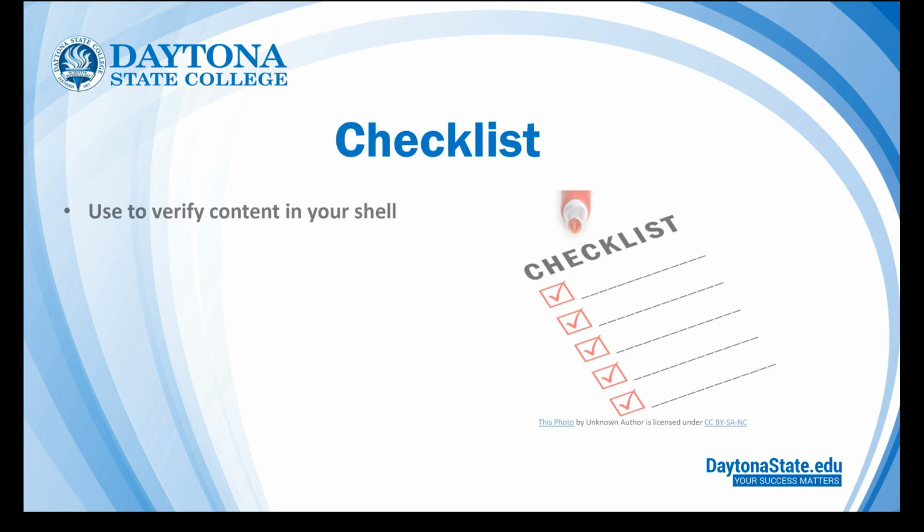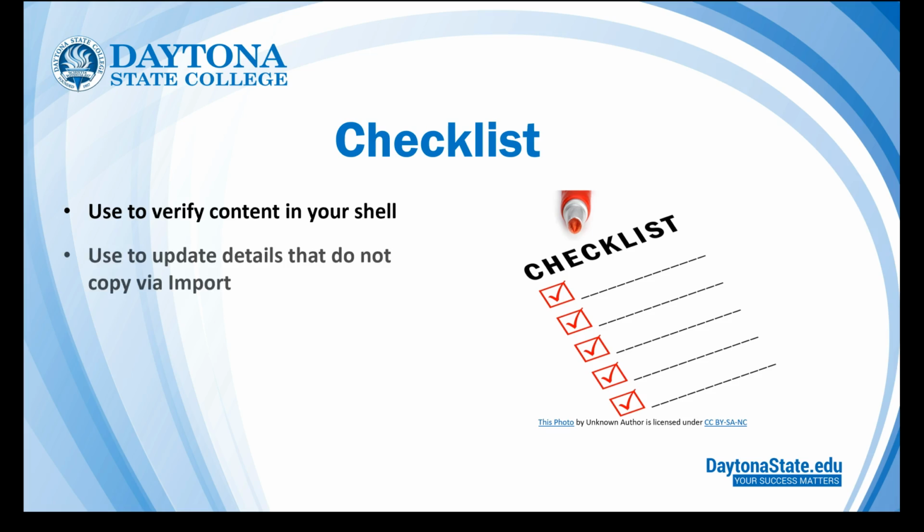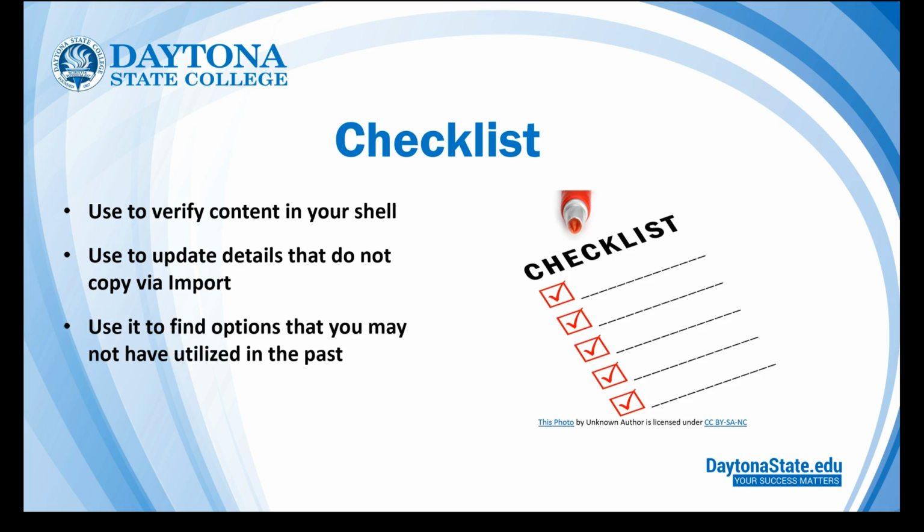So you want to use the checklist that we provide to you in the SLS Instructor resources site. So if you do want to go through your shell to just make sure you've updated things and looked at it, you want to make sure that you update your details, that you don't copy things from previous courses that maybe you taught, because we have changed and updated a variety of things in the shell. And you can also use that checklist to see that there might be options that maybe you never realized before.